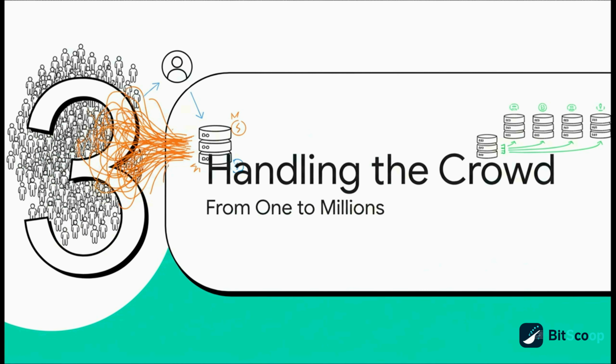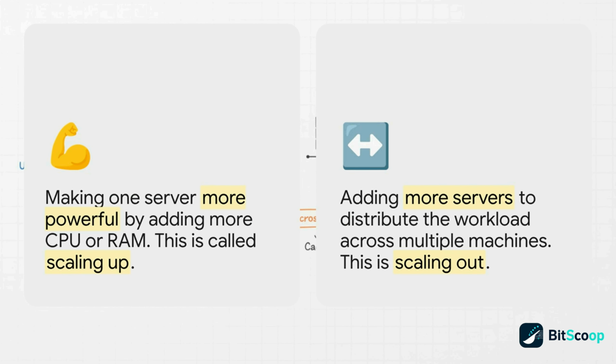So our system is working beautifully for one person. But what happens when you get popular? When that good problem hits, and suddenly thousands or even millions of requests are flooding your server all at once. That one little server just can't handle that kind of crowd. So how do we scale up? Well, you've got 2 main options.